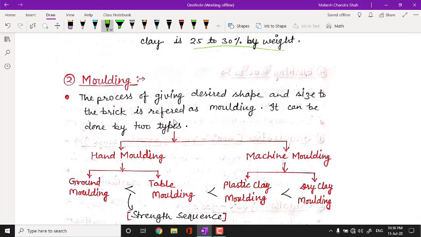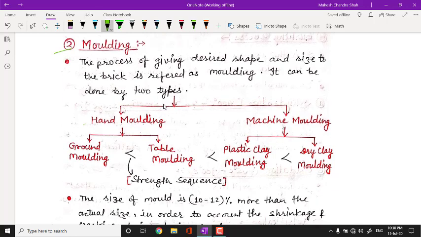Second step in manufacturing is molding. Molding means to give it a desired shape and size. As we all know, the nominal size or standard size of brick is 19 into 9 into 9, and this is done in the process of molding. It can be done by two types, hand molding and machine molding. In small scale it is done by hand molding, by ground molding and table molding, and in large scale in industry it is done by machine.